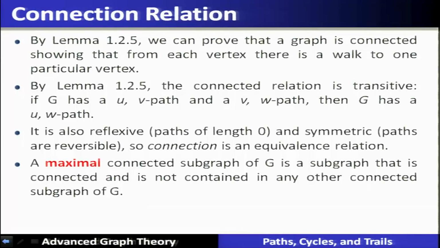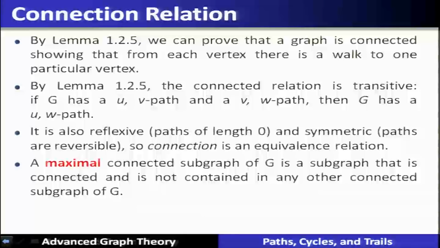Let me repeat again that the connection relation will satisfy the reflexive property. There is a UU path, that is, the path of length 0. An isolated vertex will have path length 0, so that induces the reflexive property. The length of a path is the number of edges. If there is no edge, then obviously the length of the path is 0 and hence the reflexive property is satisfied. Similarly, if a UV path is there, then the reversible path is also possible in an undirected graph, so the symmetric relation is also defined. So reflexive, symmetric and transitive relations based on the connection relation will induce an equivalence relation.